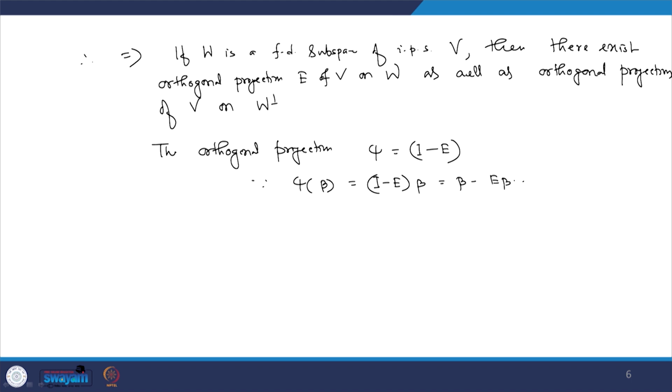So we have now seen that if V is an inner product space and W is a finite dimensional subspace of V, then there is an orthogonal projection of V on W as well as on the orthogonal complement of W. This gives a hint: is it possible to write the space V as a direct sum of two subspaces which are independent of each other? These questions can be answered by these theorems.